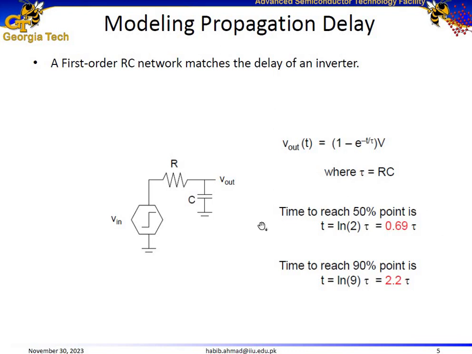We can model the propagation delay of an inverter with the help of an RC network, because we know that both NMOS and PMOS transistors have particular resistances and they have particular capacitances as well. And their product gives us the RC time constant. And we also derived in one of the previous lectures that the time it takes to reach the 50% point is natural log of 2 times tau, or is equal to 0.69 times tau.